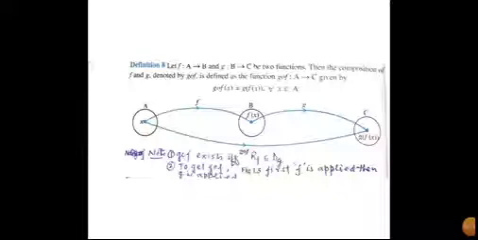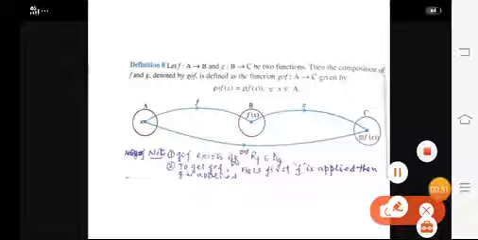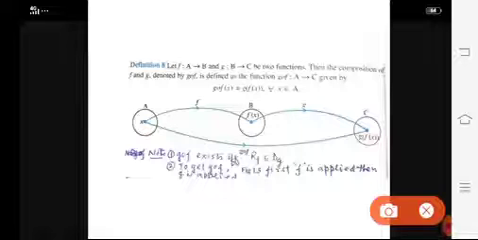Now come to the topic, composite of the functions. Let us go through the definition of the composite of functions. Let f be a function from A to B, and g be a function from B to C. Then the composition of f and g, denoted by f composite g, is defined as the function from A to C given by (f composite g)(x) = g(f(x)) for every x belongs to A.